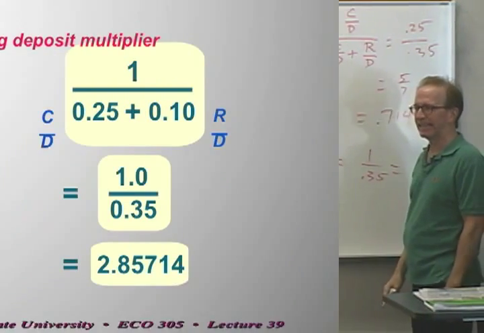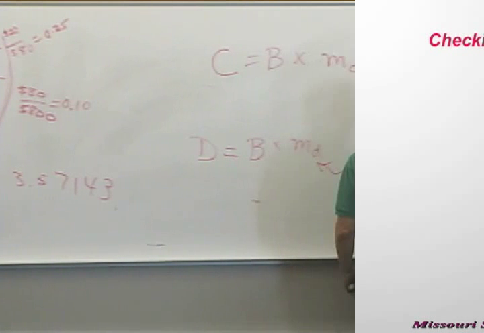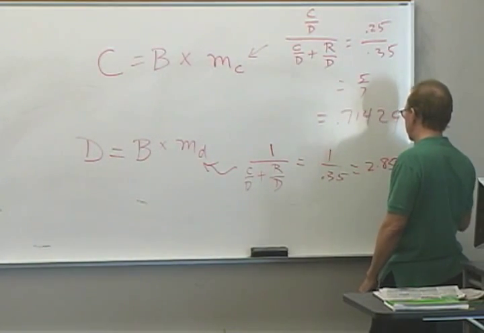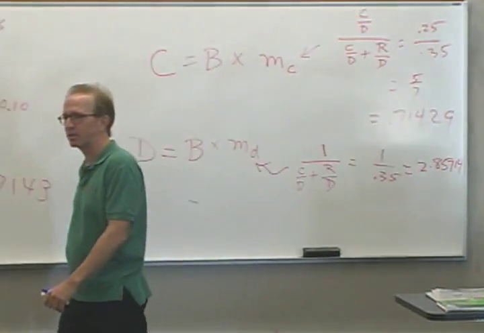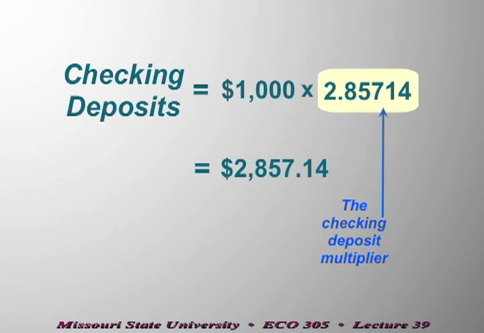Equals, let me just guess, get your calculator out and tell me how much. 2.85, I can't go further than that in my head. How much is 1 divided by 0.35? 2.85714, is that right? Thank you. Just rounding it off. And so we take that $1,000 times 2.85714, and that's $2,857.14.